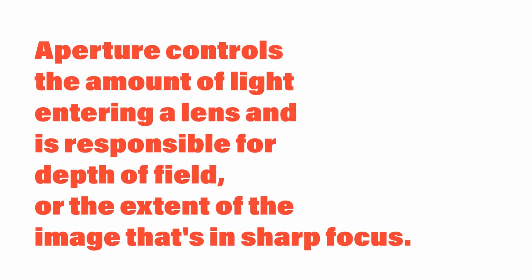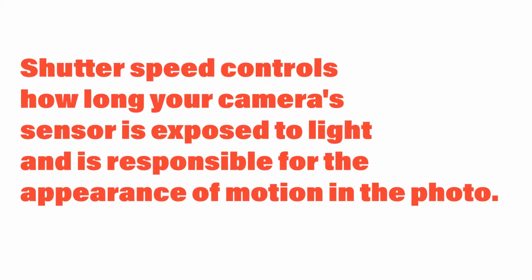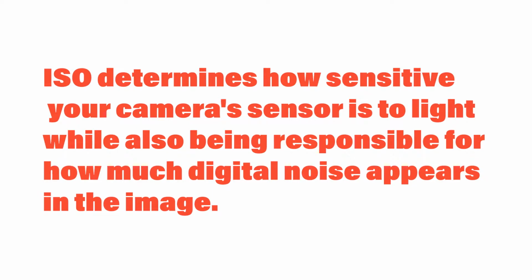If you're new to photography, you must know these three terms: the aperture, shutter speed, and ISO. Aperture controls the amount of light entering a lens and is responsible for the depth of field, or the extent of the image that is in sharp focus. Shutter speed controls how your camera sensor is exposed to light and is responsible for the appearance of motion in the photo. ISO determines how sensitive your camera sensor is to light, while also being responsible for how much digital noise appears in the image.